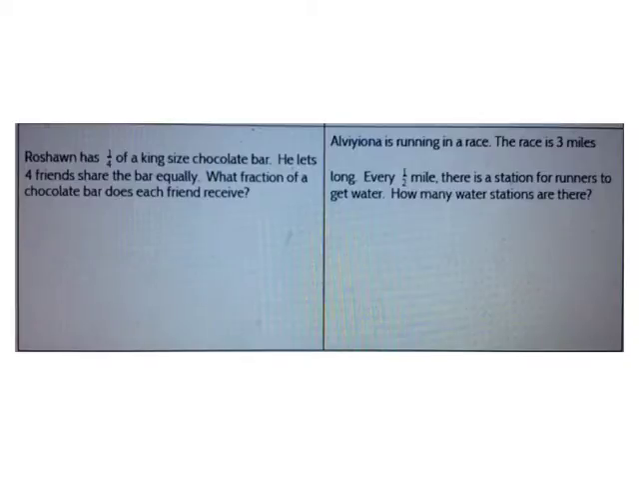We'll do 2 more together, then you try 4 on your own. Roshan has 1/4 of a king-size chocolate bar. He lets 4 friends share the bar equally. What fraction of a chocolate bar does each friend receive? What's being split up in this problem? 1/4 of a king-size chocolate bar. So what division sentence can I use? I'm dividing 1/4 divided by 4.